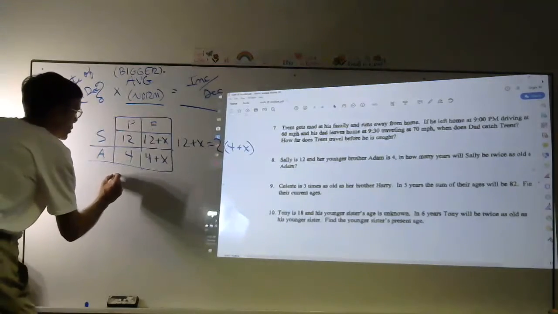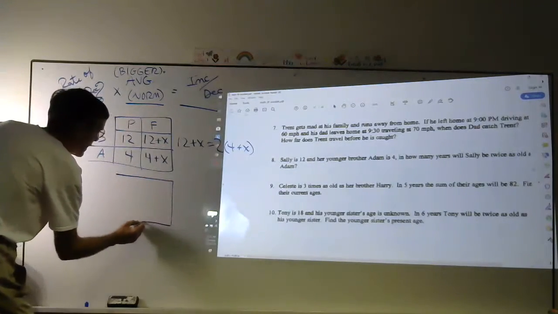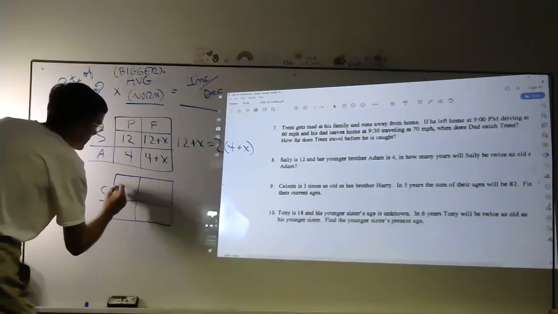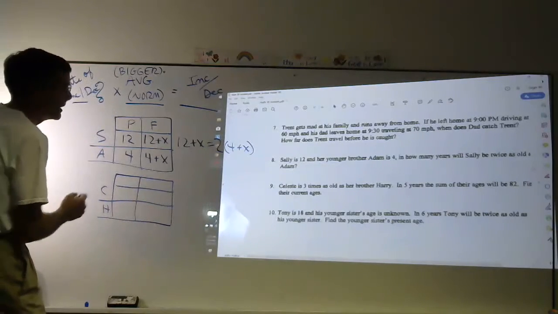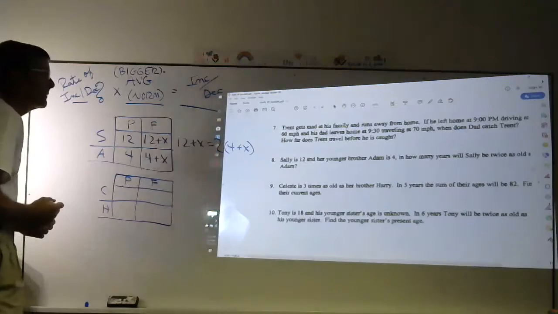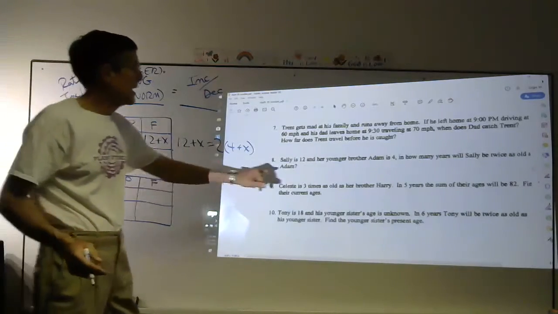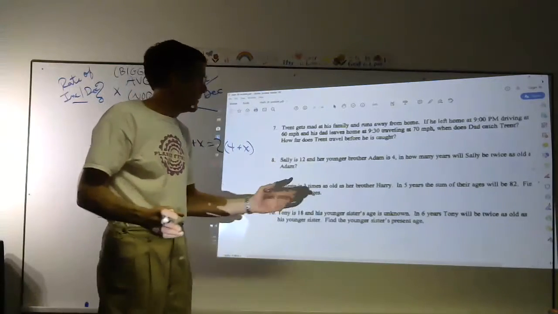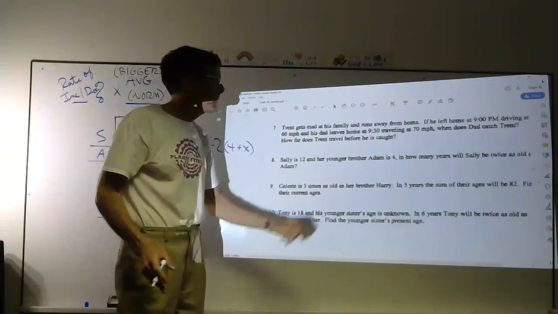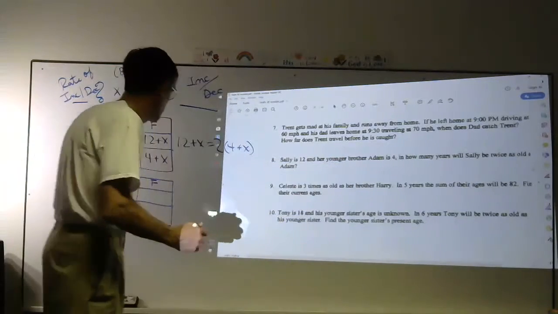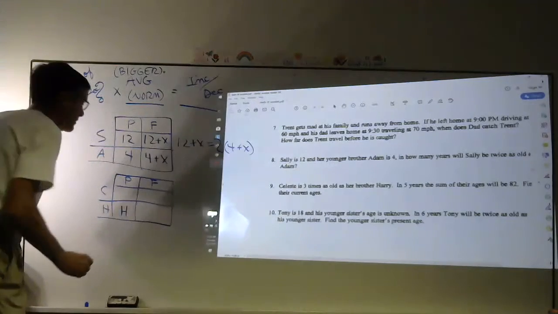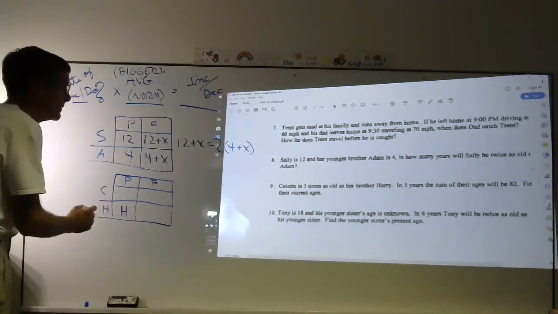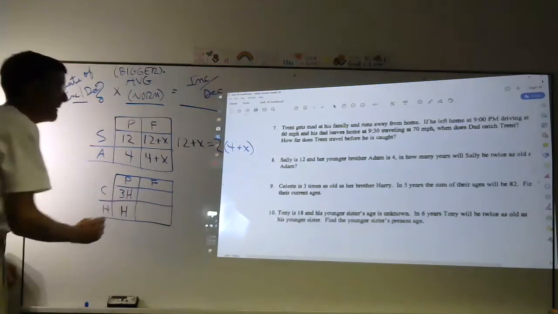Number 9, a chart here. We have Celeste and her brother Harry. I think once again we are in the present and the future. Okay? Now this time, we don't know how old they are right now. And the key is, who do you know the least about? I know something about Celeste. She's 3 times as old as Harry. Harry beats me. I don't know anything about Harry. H for Harry. Celeste is 3 times as old as Harry. So it's going to be 3H. Okay?